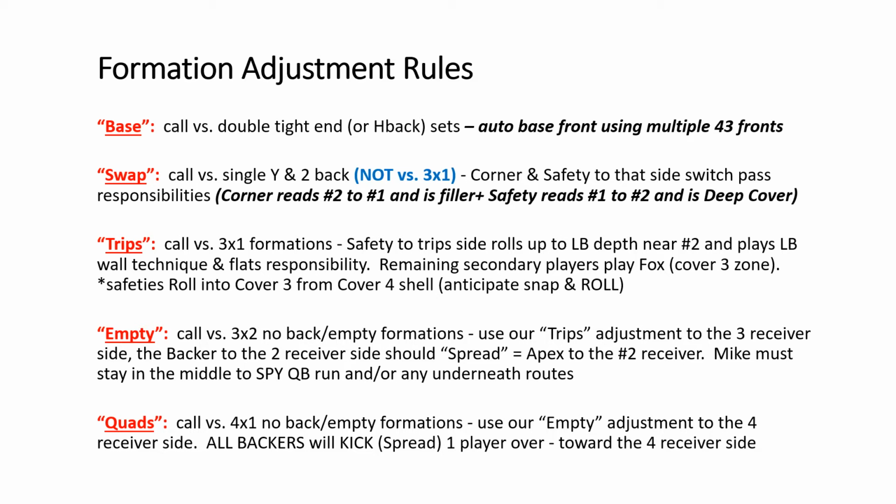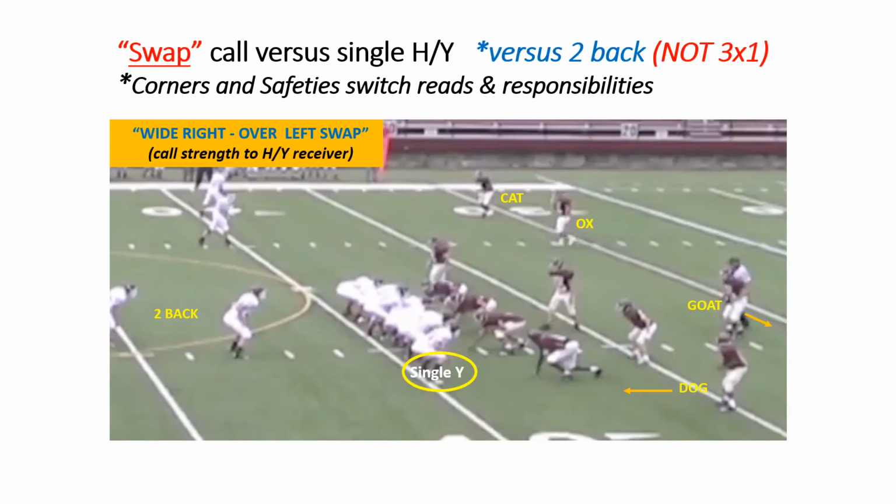Let's take a look now at some visuals. So here's your swap. You're going to see we've got the single tight end or single wide to the right, but then they're in a 2-back set. It's got to be 2-back. So what we get is we can go ahead and have the dog or the weak side corner become the force player, and the goat is the deep cover. We just swap their responsibilities.